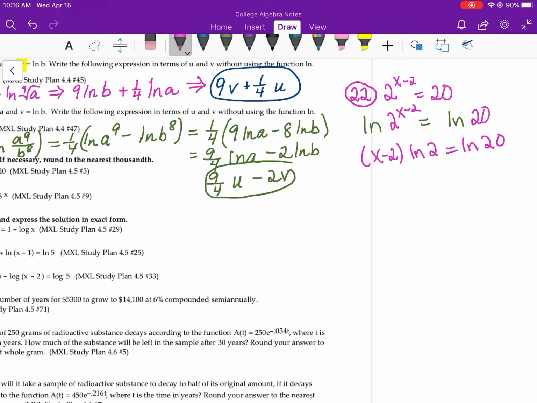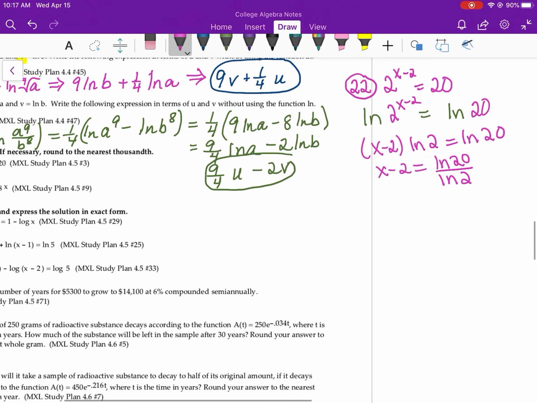Now I want to solve for x, so there's several ways you can do this. You can go ahead and divide. I would leave that alone. I would add 2 to that. And then I would put that right into my calculator. And it says to round to the nearest thousandth, so that's 3 decimal places. 6.322.